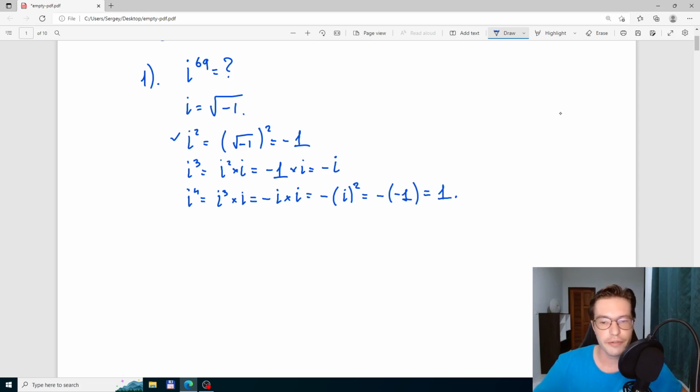So that means every time we raise I to the power of a multiple of 4, we get 1. For example, I to the power of 4 equals 1. What is the next multiple of 4? It's 8. So I to the power of 8 will also be 1. I to the power of 16 will be 1. I skipped I to the power of 12, and so on and so forth.